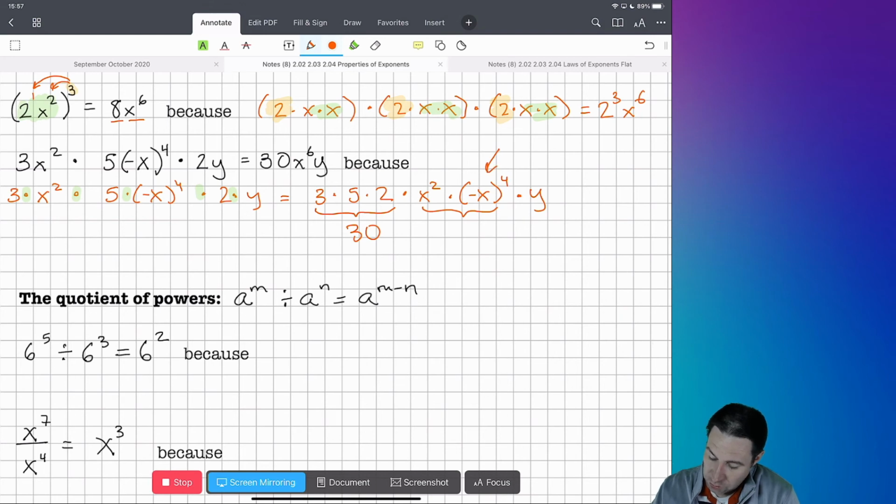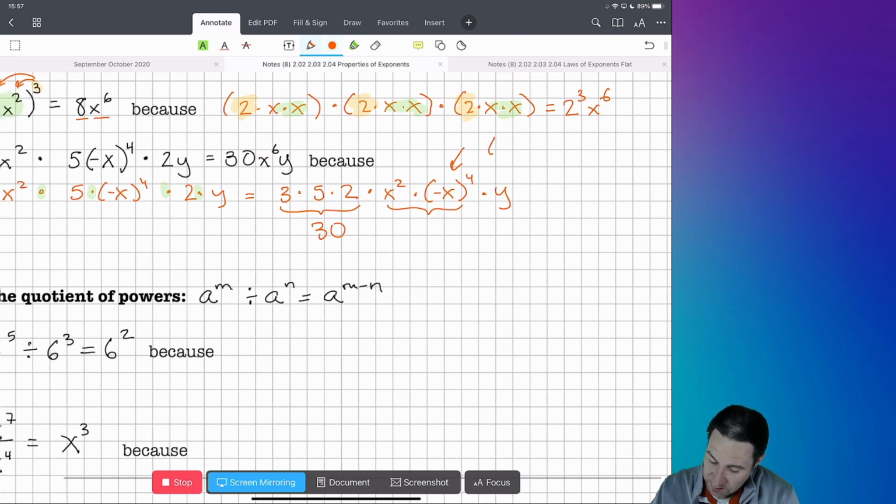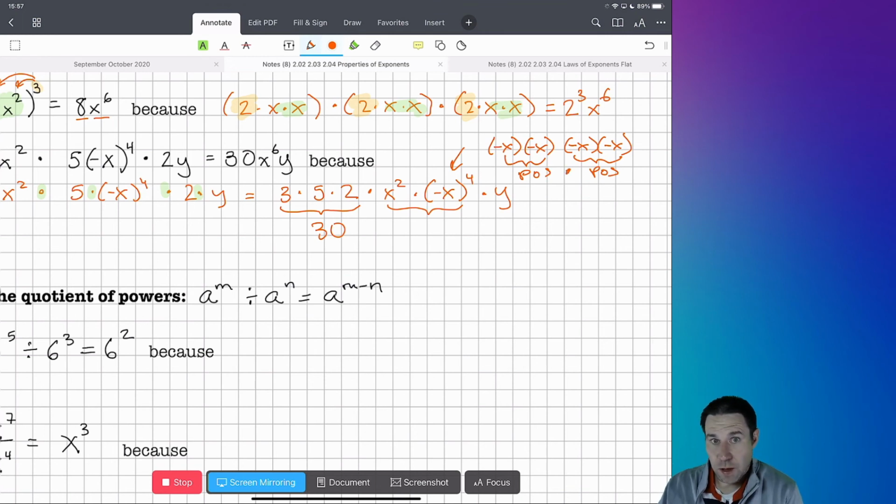This part might confuse you, but think about what this is saying. It's saying we have negative x multiplied by negative x multiplied by negative x multiplied by negative x. A negative times a negative is a positive. Negative times a negative is a positive. I end up multiplying a positive times a positive, so this will end up being x to the fourth, and x squared times x to the fourth is x to the sixth. And the y, there's nothing else we can do with that, so we bring that down with the problem, and there's our final answer, 30x to the sixth y.